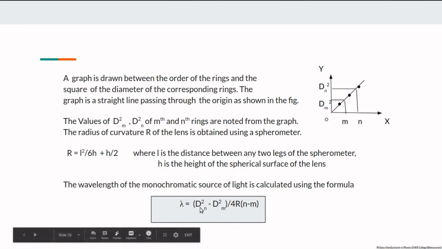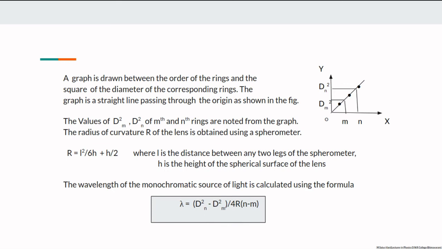By substituting the values of dn square minus dm square by n minus m from the graph and R calculated using the spherometer in this expression, we get the value of the wavelength of the monochromatic source of light. In this way, using this formula we can calculate the wavelength of monochromatic light like sodium light. This is the experiment for the determination of the wavelength of sodium light using Newton's rings experiment.